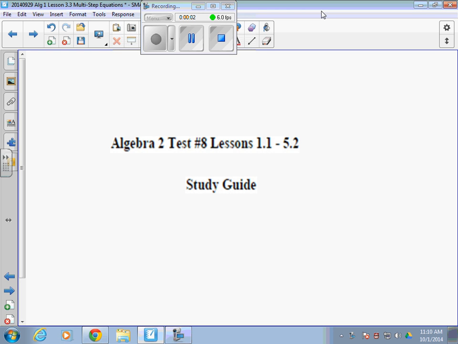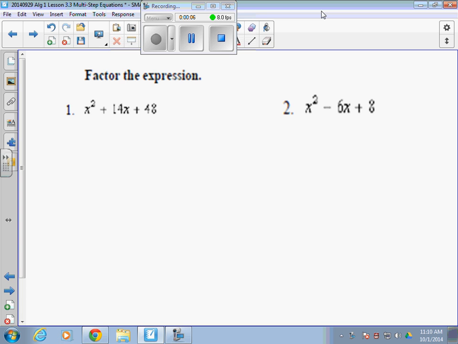This is Algebra 2, test number 8 study guide. We got through 5.2, which was factoring to solve quadratic equations. We are factoring this first set of problems. We have x squared plus 14x plus 48. This is a trinomial because there's 1, 2, 3 terms up there.